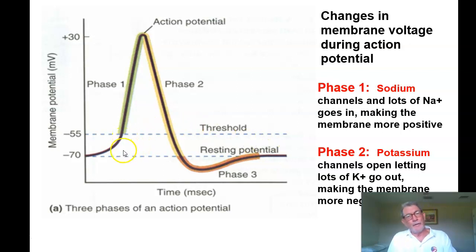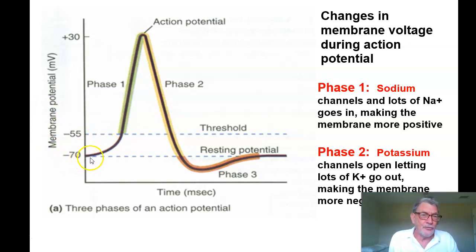What's important on this graph is at about minus 55 is when all of these sodium channels open. So at rest, they're not going to open and make that cell fire inadvertently. You don't want your arm to do this when you don't want it to. You only want to do it when you turn it on.